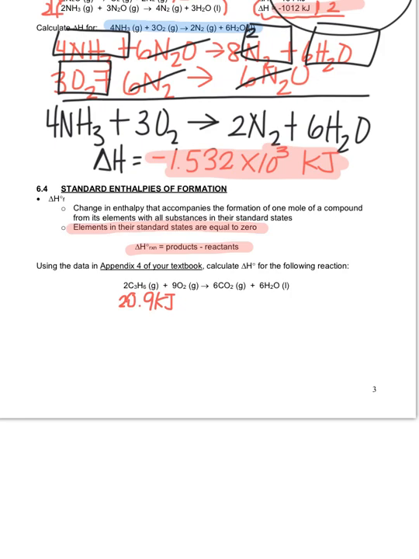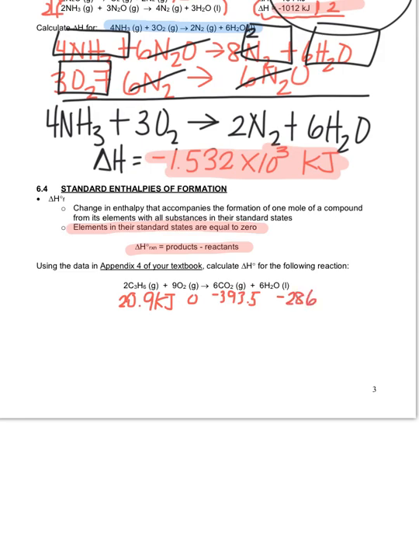The diatomic oxygen, that is an element in its standard state, so that's going to be 0. The 6 CO2s, negative 393.5. All these units are going to be in kilojoules. And then water, but remember, it's water in the liquid state. Water in the liquid state turns out to be negative 286 kilojoules.